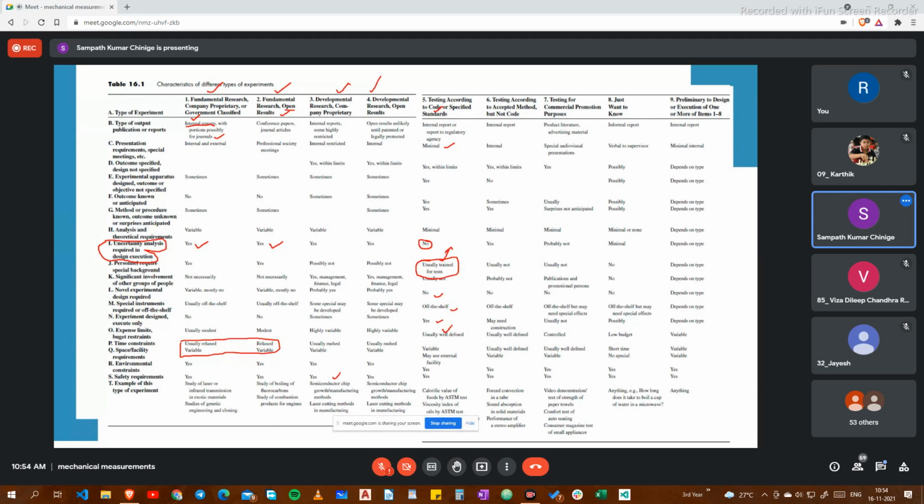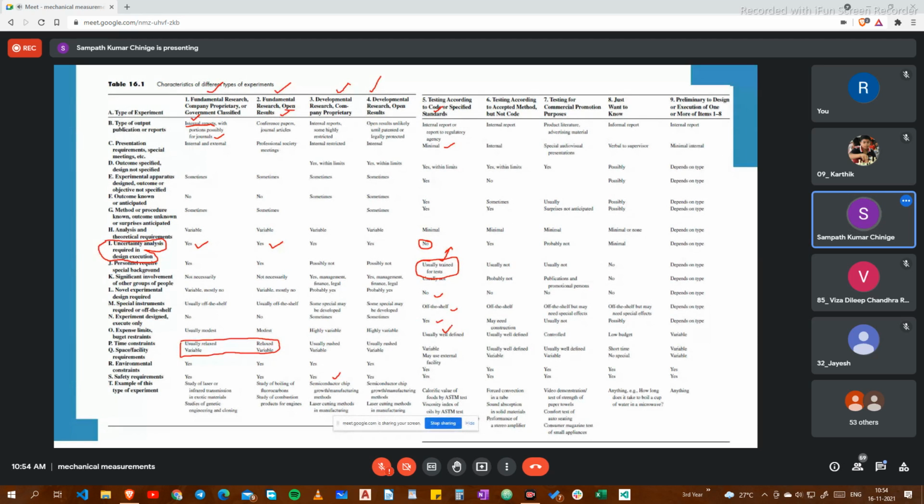Time constraints are not there because these are also usually well defined. These time constraints are also well defined. The next thing is environmental issues. Environmental issues, you have to test. Safety requirements, you have to test again. The final thing, what is the example of this kind of thing?